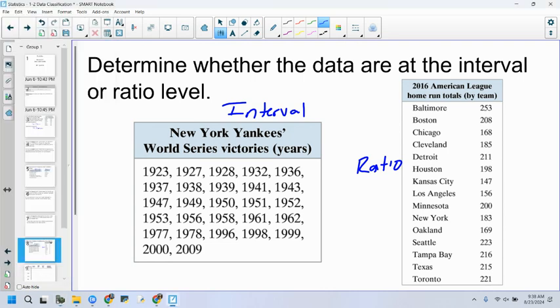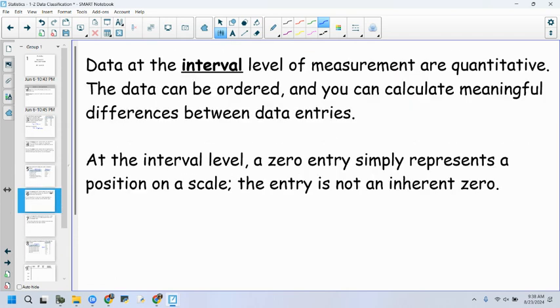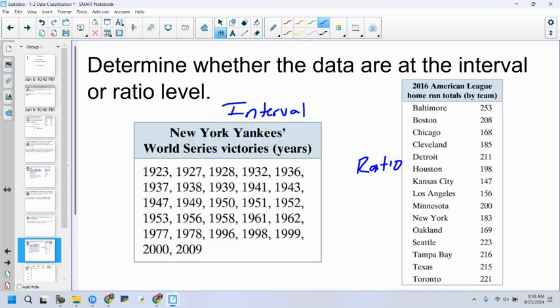Like if I divided 2009 by 2000, does that really tell us anything? No. I could subtract them, and that would mean something, right? I would take a difference between the two, and that was interval, right? You could calculate meaningful differences. If I had said from 2009 to 2000, okay, that's meaningful. It has been 9 years since they had won a championship, right? That's meaningful. I could tell something about that. But if I took 2009 divided by 2000, that really doesn't mean anything. There's no actual meaning to that value. That's what breaks it from the interval to the ratio level.